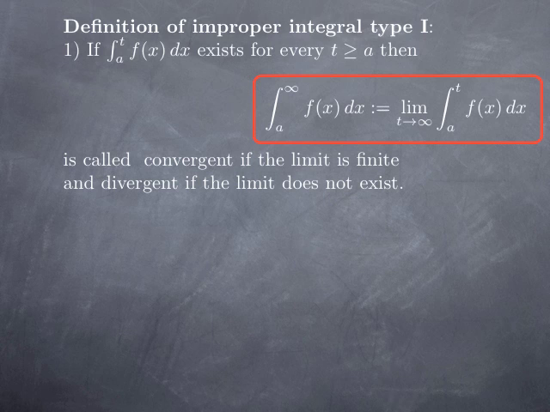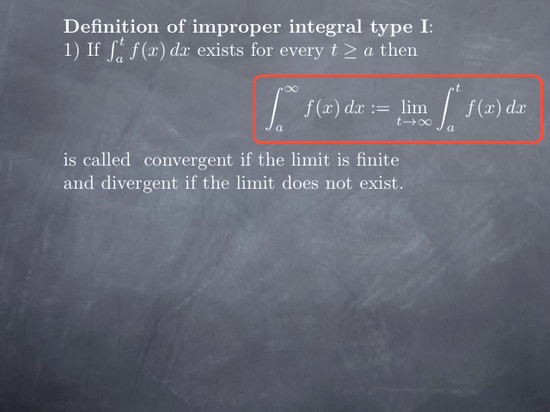Now, of course, this limit on the right hand side may or may not exist, and so when we write symbolically the integral from a to infinity of f of x dx, we don't really know in advance whether it's going to make sense or not. If it does make sense, that is, if this limit is a finite number, we're going to say that the integral is convergent. And when it doesn't, in the sense that the limit does not exist, in other words, is infinite, or maybe doesn't exist for another reason, then we're going to say that the integral is divergent.